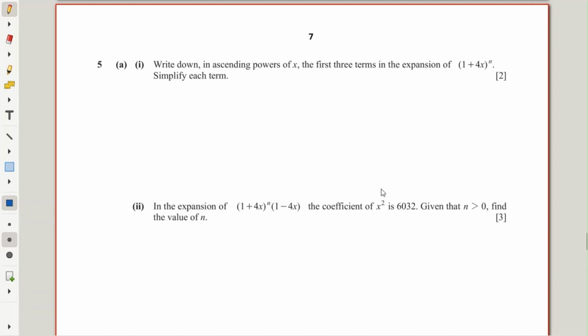All right, so this is number 5. It's on binomial. So write down, in ascending powers of x, the first 3 terms of this binomial expansion. Now if your first term is 1, if you expand it, no matter what the power is you are still going to get 1 as your first term, because it's going to be c, and this will always give you 1 no matter what.